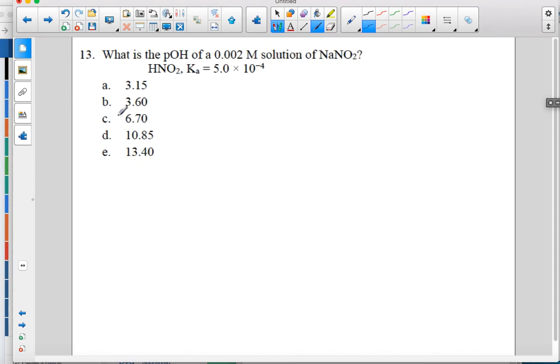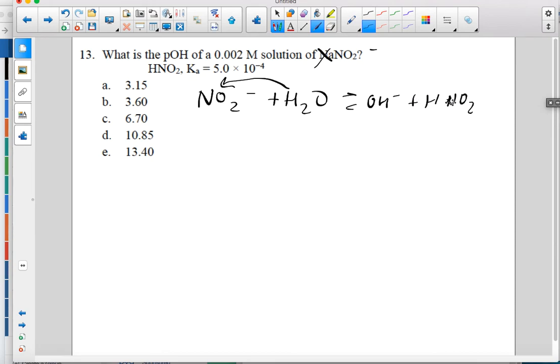Those are the ones that are going to be basic. Next one, 13. They ask you the pOH of a solution. Now, if I cancel this, it's an ion. They rarely do this in the multiple choice, but they could ask you this in the free response. A negative ion takes an H because it acts as a base, according to Bronsted-Lowry. So we're going to get OH- plus HNO2, right?